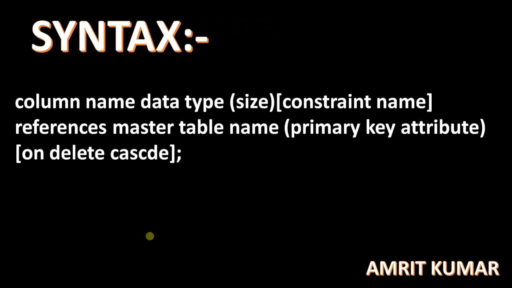Syntax. Here: column name, data type, size, constraint name, references. This is the main important point, for referencing the value, that is, using the foreign key. References, master table name, primary key attribute, and ON DELETE CASCADE. So this is the syntax through which you can use the foreign key in Oracle.